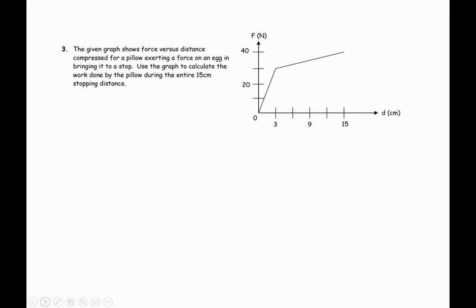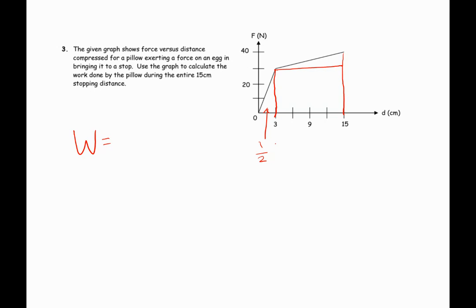So let's look at a sample problem. The given graph shows the force versus distance compressed for a pillow exerting a force on an egg in bringing it to a stop. Use the graph to calculate the work done by the pillow during the entire 15 centimeters. Okay, so we need to figure out what our work is, and we want to split this graph into three different sections. So we're going to go like this, and in this case, we're going to use 1/2 base times height.